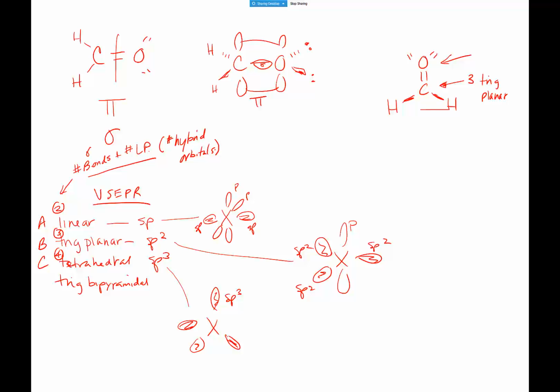So what's that oxygen going to be, given that formula? The question is for oxygen now, is it going to be linear in sp? Is it going to be trigonal planar in sp2? So A, B, or C? Is it going to be tetrahedral or sp2?